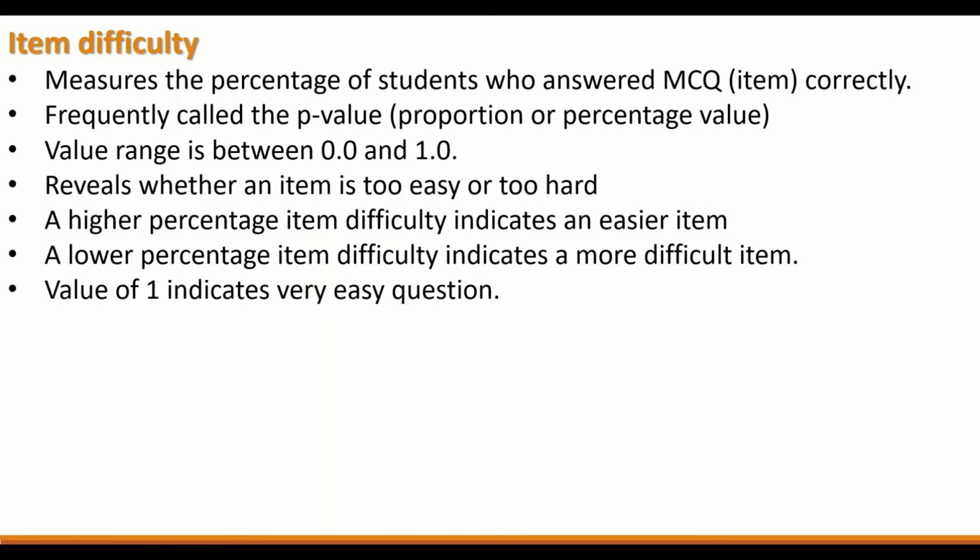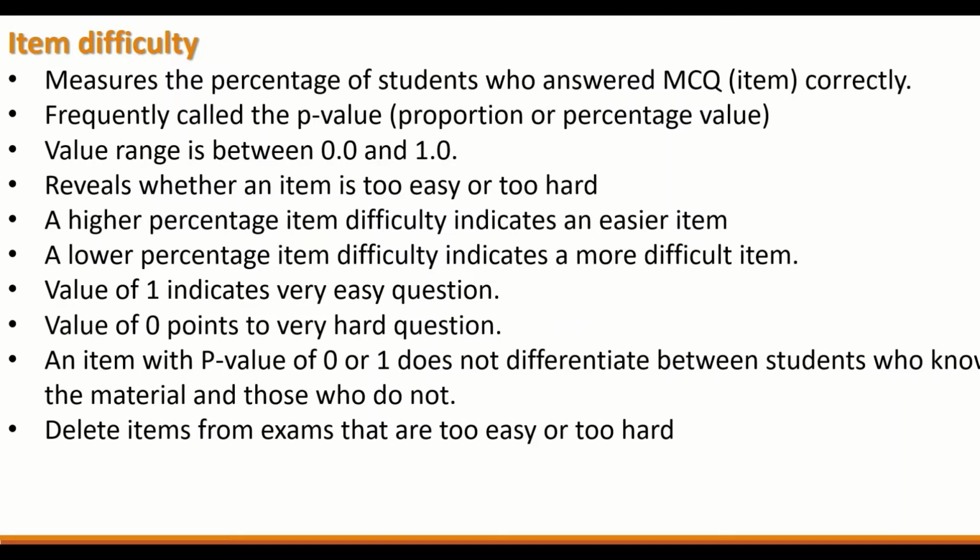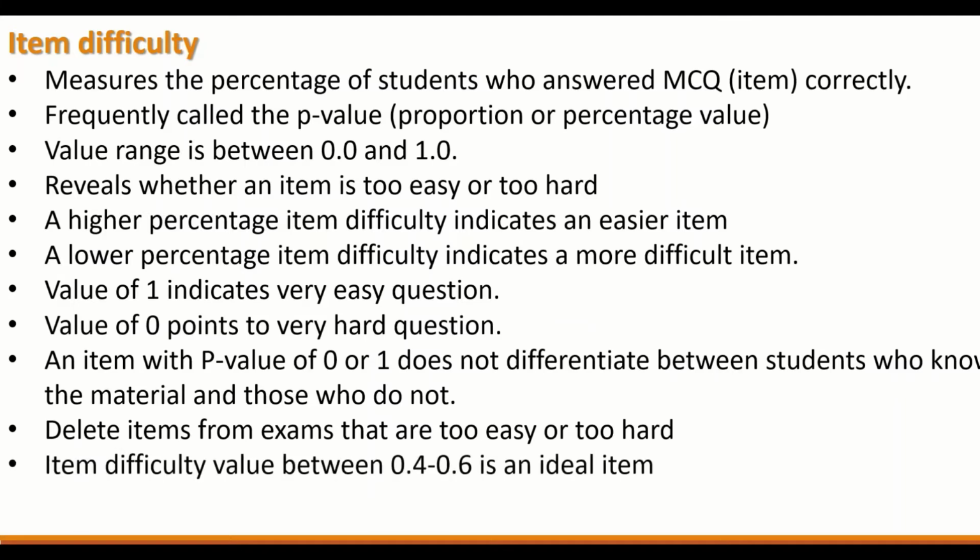A value of 1 indicates a very easy question, and a value of 0 points to a very hard question. An item with a p-value of 0 or 1 does not differentiate between students who know the subject material and content and those who do not. In this case, if you have an item difficulty of 0 or 1 for a question, delete that item from the exam, as they are either too easy or too hard. An ideal question has an item difficulty value between 0.4 and 0.6.